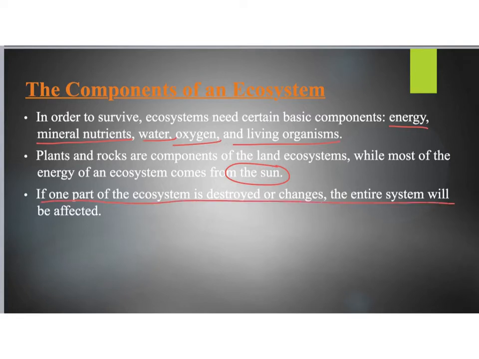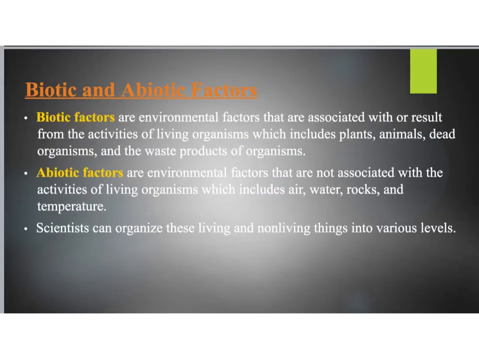So this is a big idea here. We're going to talk about this when we talk about food chains and food webs a little bit later. So if I've got an animal and that animal dies, that is going to have maybe a domino effect on the other organisms living in that ecosystem. So the two big categories of things in an ecosystem break down into two big buckets: biotic and abiotic factors.